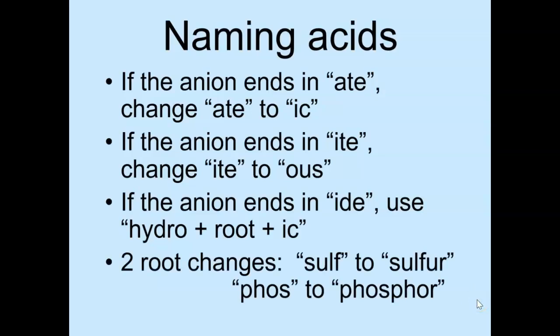Okay, so there are 2 that you have to know change their root. Sulf, like sulfide, sulfate, sulfite, changes to sulfur, so it's sulfuric acid, sulfurous acid, and hydrosulfuric acid. And phos, as in phosphate, phosphite, and phosphide, changes to phosphor. So phosphoric acid, phosphorous acid, and hydrophosphoric acid.